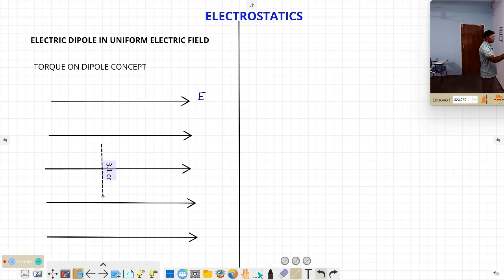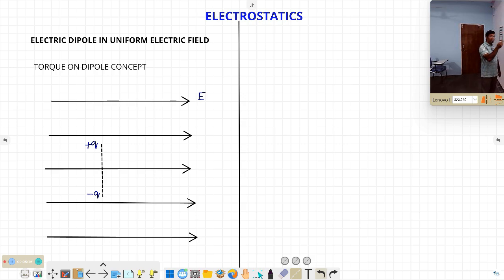This is the way I am keeping the dipole in this electric field. The dipole contains positive charge as well as negative charge. Initially, this is the positive charge and this is the negative charge. Practically, any charge placed in an electric field experiences a force. So here also the positive charge experiences a force, and the negative charge also experiences a force.